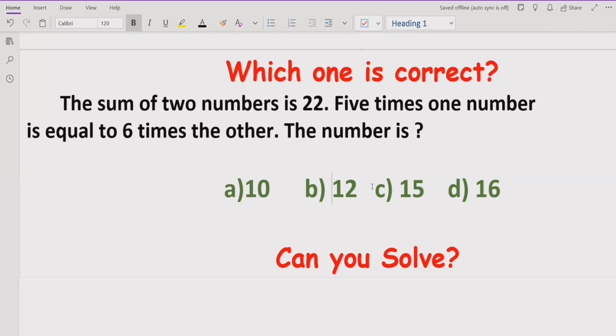Today we will solve another quiz which is related to a word problem. We have been given a word problem. First, we have to convert this word problem into a mathematical expression, and after that we have to find the number which is unknown. Before starting, here we have four answers, and we have to select which answer is correct in this answer list.